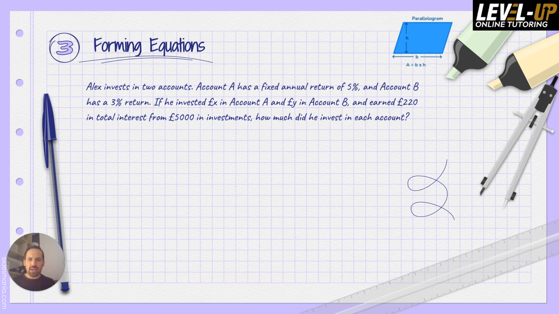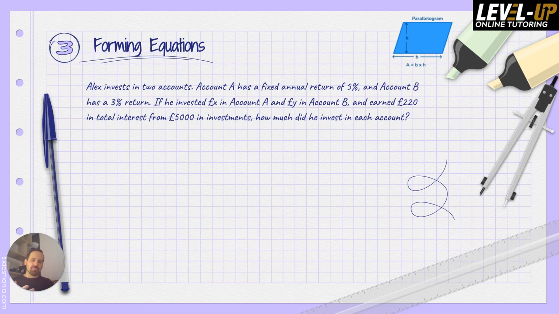So, there's a lot going on there. What we're trying to work out is how much he invested in each of the accounts. So those are going to be our 2 unknowns that we're trying to find, our X and Y, which they've already given to us in the question here, that he invested X amount in account A and Y amount in account B.